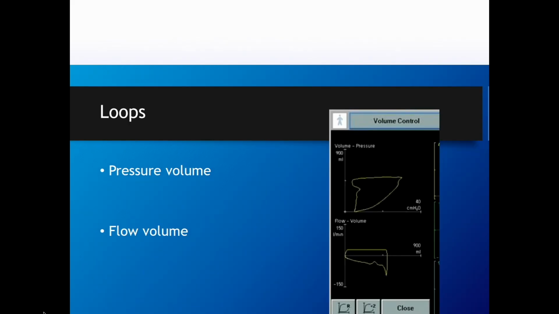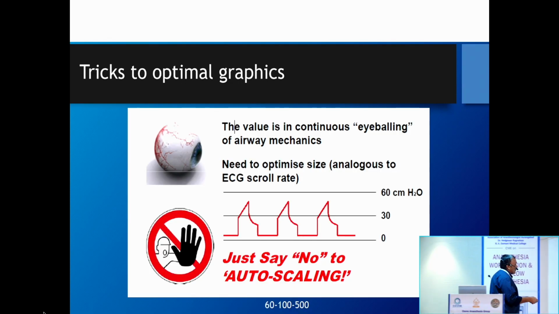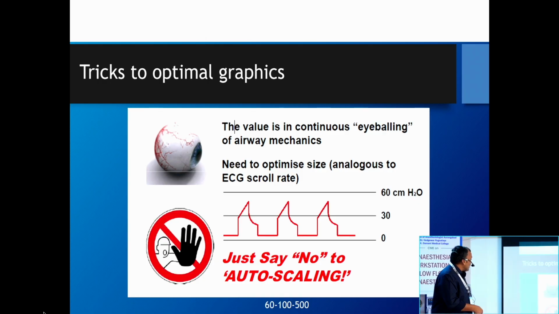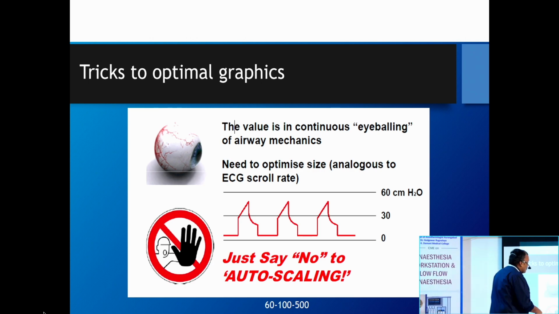So now let's talk about loops. Commonly available loops are pressure volume, flow volume. Very important. This is not yet the feature which is available in anesthesia machine, but we understand that it will come. We should be very careful, especially all of you who must be working in your ICUs. We should say no to auto scaling.